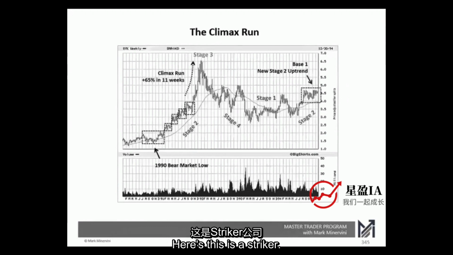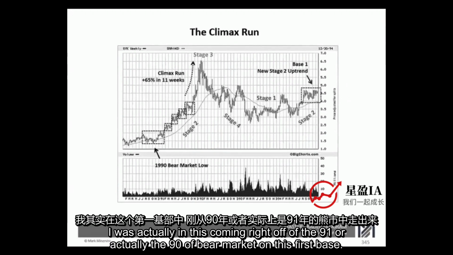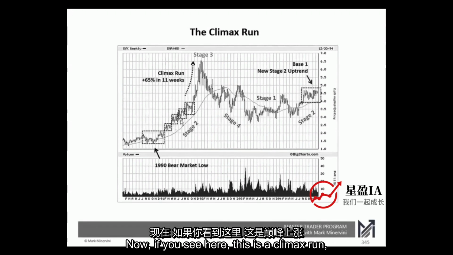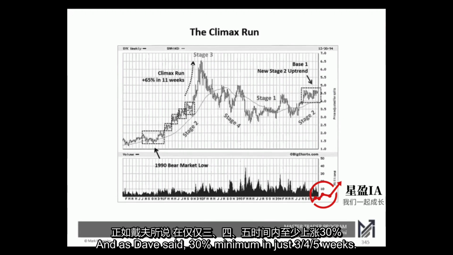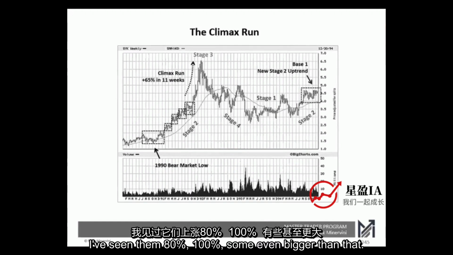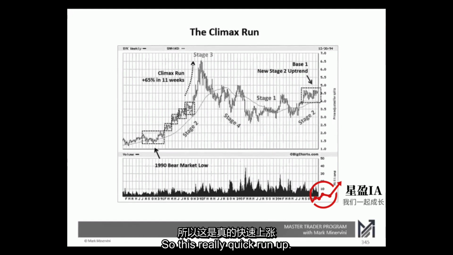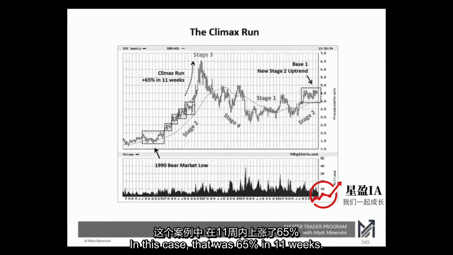This was Stryker. I was actually in this coming right off of the 90 bear market on this first base. Now, if you see here, this is a climax run. When you're late stage, a climax run is a fast run up that accelerates at a faster rate of advance. As Dave said, 30% minimum in just 3, 4, 5 weeks. I've seen them 80%, 100%, some even bigger. In this case, it was 65% in 11 weeks.